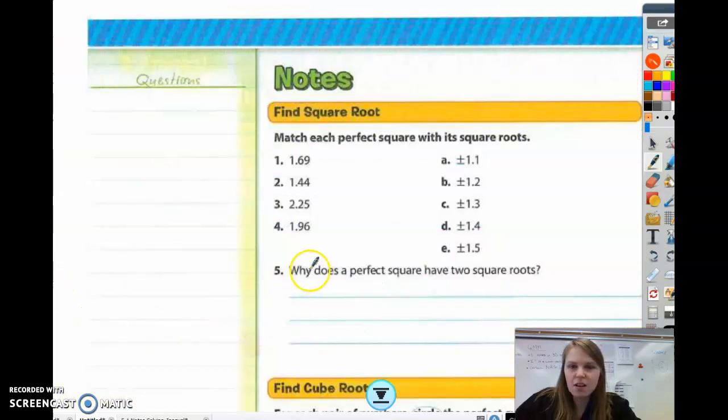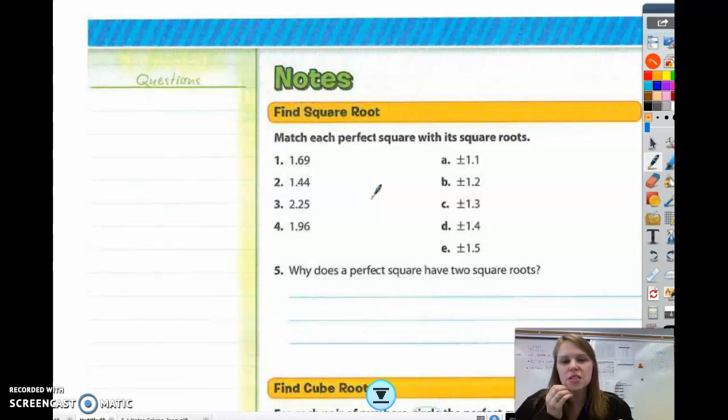So this one here, it says match each perfect square with its square roots. Okay. I would kind of argue the whole perfect square thing because we do have decimals going on, but I get it. Match each perfect square with its square root.